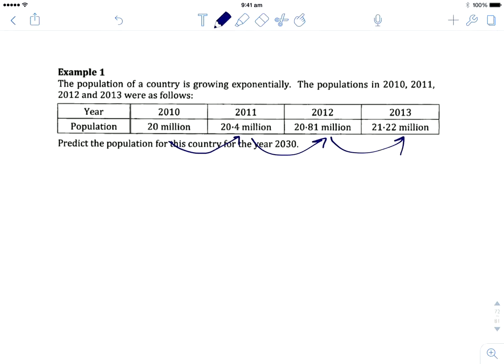So let's look at what the percentage increase has been. If we go from 20 million to 20.4 million, that is a 0.4 million change over our original 20 times 100. That's the formula for percentage change. It's the change over the original amount and then times by 100 to convert it to a percentage. So that's around about 2% if you work that out on your calculator.